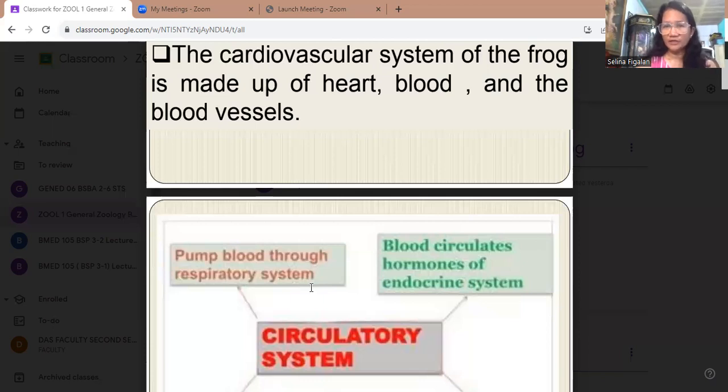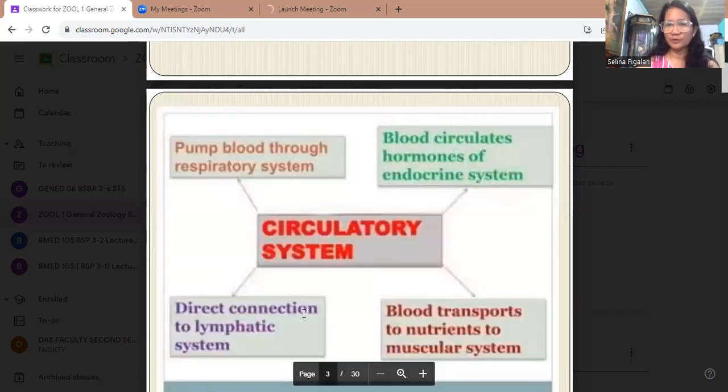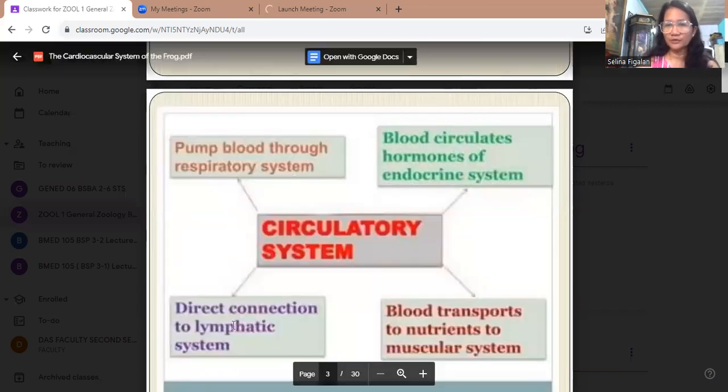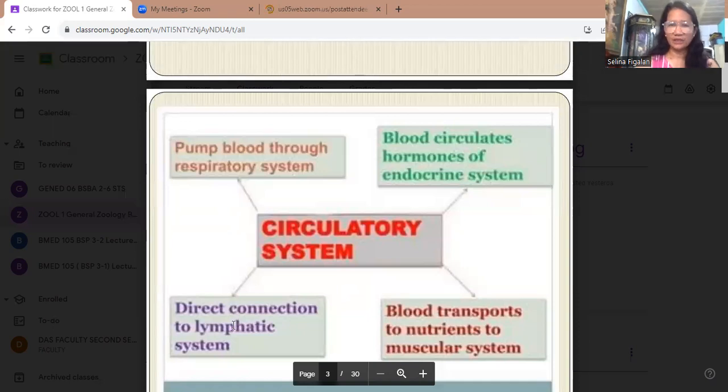The hormone is released into the bloodstream. So blood circulates hormones of the endocrine system in order to function. Another one is the direct connection to the lymphatic system. As I have said, the circulatory system in general is not only about the cardiovascular but also the lymphatic system, because it is about immunity.